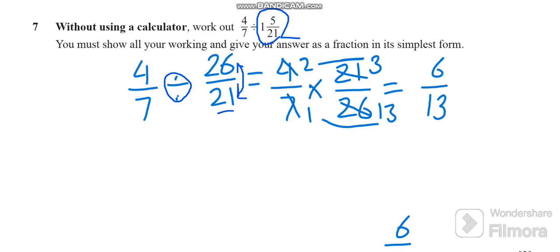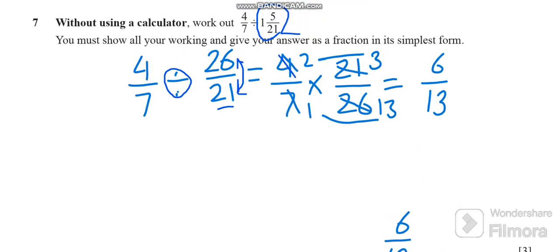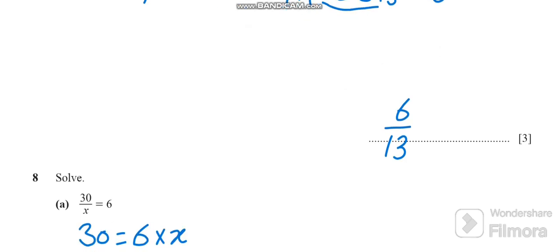Now we will cancel each other out, like 4 is divisible by 2 and 26 is divisible by 13, because 26 divided by 2 is 13. Then here, 7 ones are 7 and 21 divided by 7 is 3. Then we will multiply 2 by 3 and 1 by 13. That will be 6 over 30. So the final and the simplest fraction is 6 over 30.